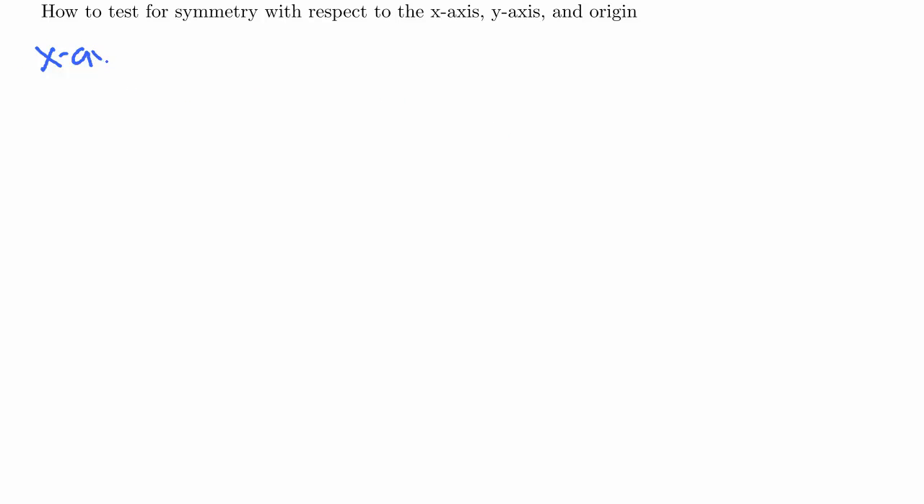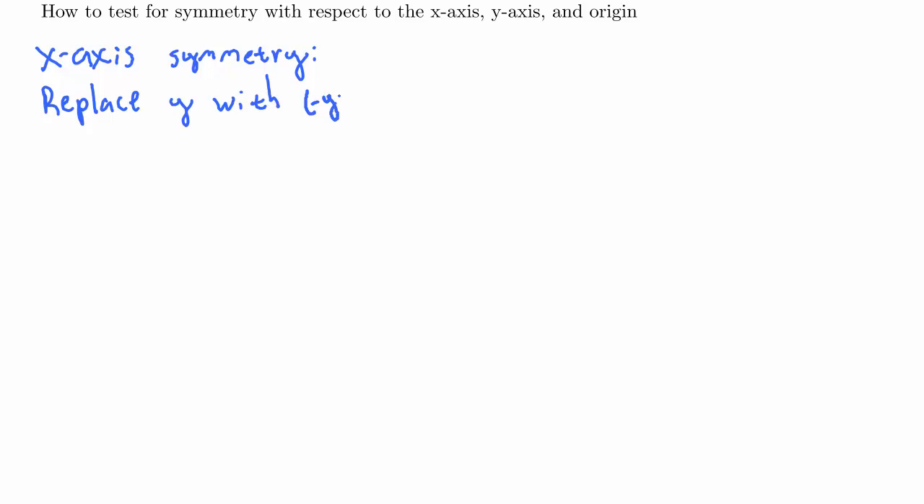For x-axis symmetry, here's what you do. You replace the y value with negative y. Then you simplify. If it then looks like the original equation, it is symmetric with respect to the x-axis.